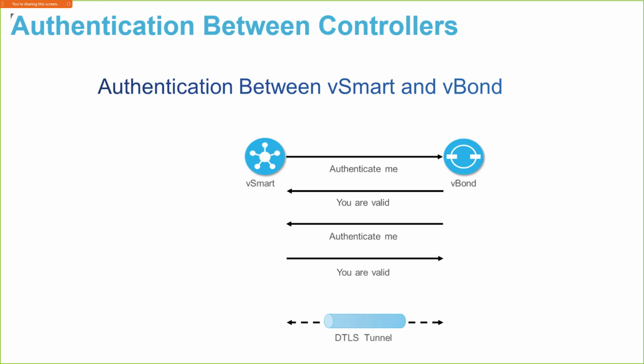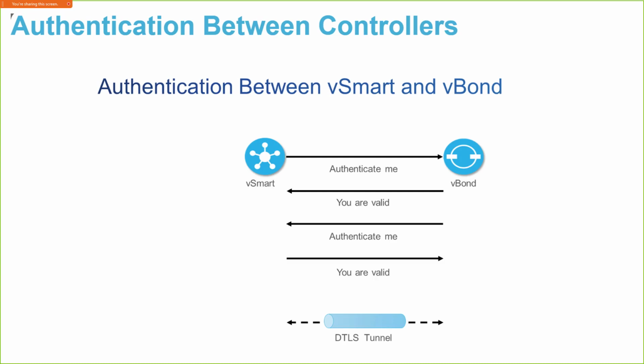All right. So by default, in our Viptela architecture, we're going to use DTLS or TLS as a tunneling protocol. It's a layer 4 tunneling protocol, by the way, because it does ride on top of UDP or TCP. All right.